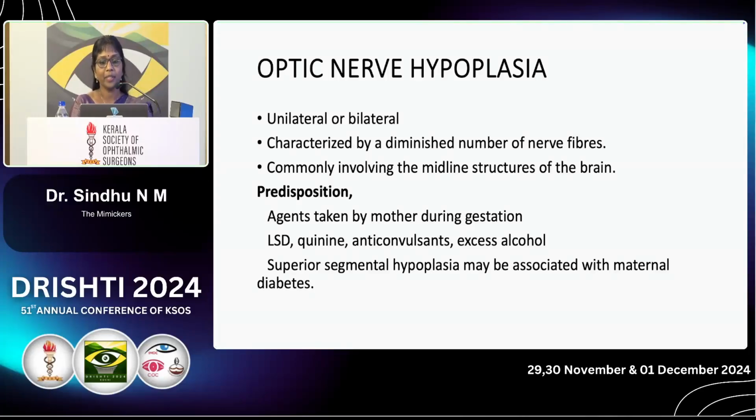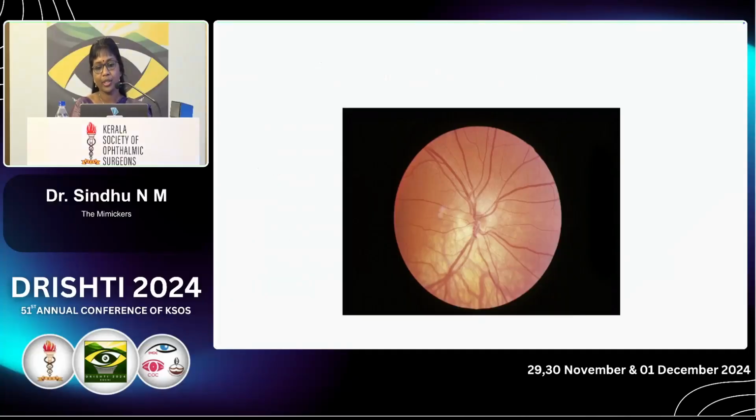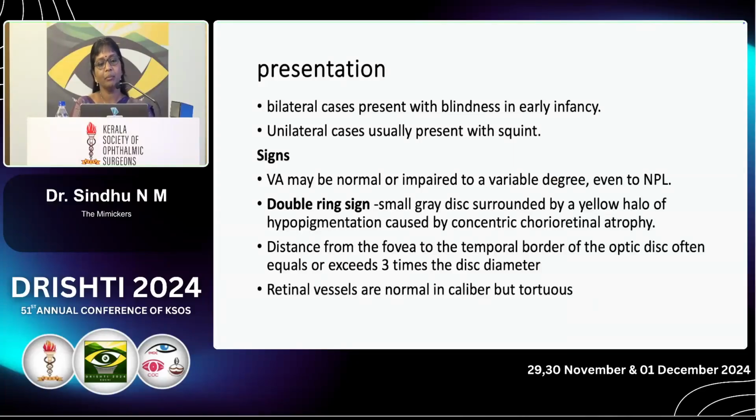The other mimicker is optic nerve hypoplasia. It's unilateral or bilateral, characterized by a diminished number of nerve fibers, commonly involving midline structures of the brain. The predisposing factors include agents taken by the mother during the gestational period, like LSD, quinine, anticonvulsants, or excess alcohol intake. Superior segmental hypoplasia may be associated with maternal diabetes. This is a fundus picture showing hypoplasia. Bilateral cases present with blindness in early infancy. Unilateral cases usually present with squinting.